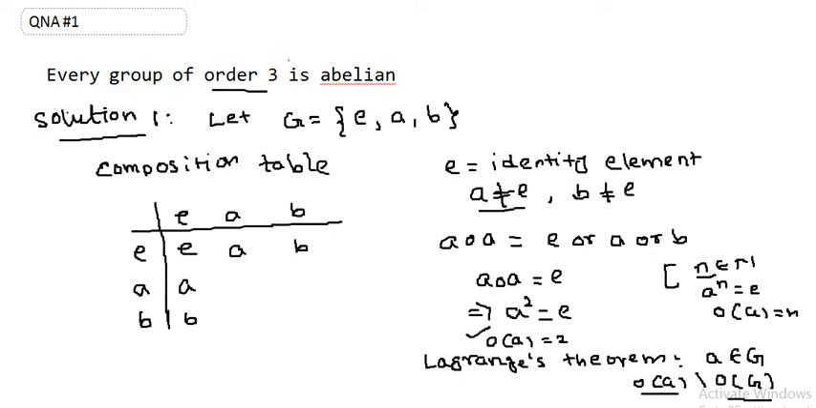Now here you can see that the order of A is 2, but the order of G, meaning the number of elements in the group G, over here is 3. So 2 cannot divide 3. So the order of A cannot be equal to 2, because if the order of A equals 2, then this must divide the order of the group. But 2 cannot divide 3. So the order of A cannot be equal to 2.